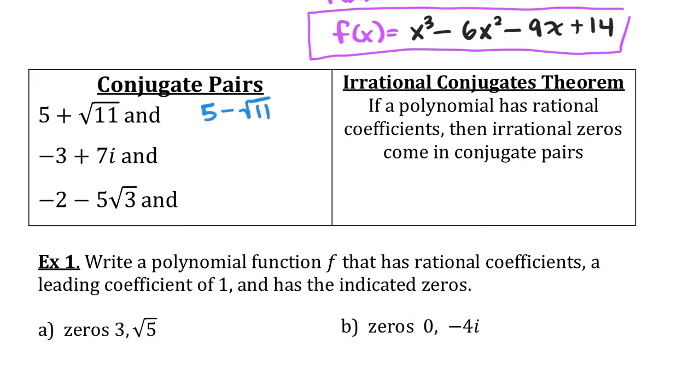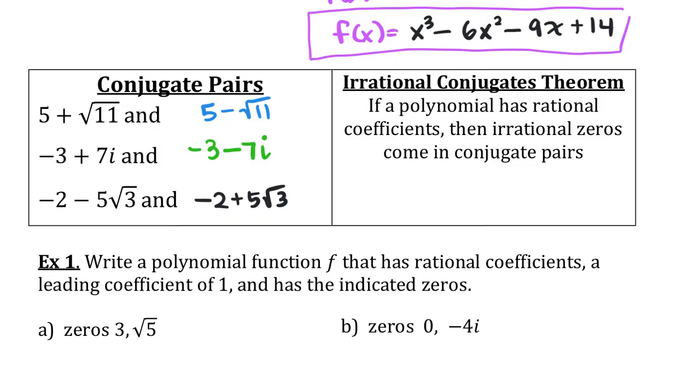If we get negative 3 plus 7i, negative 3 minus 7i is also an answer. And if I get negative 2 minus 5 root 3, negative 2 plus 5 root 3 is also an answer. Just the radical part changes signs. They come in pairs, positive, negative, negative, positive.